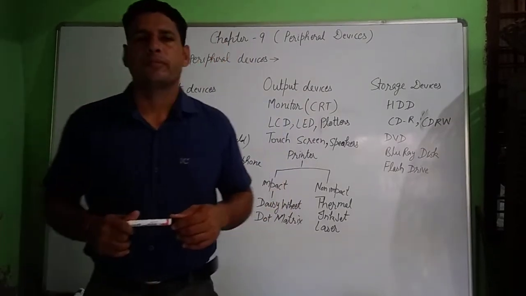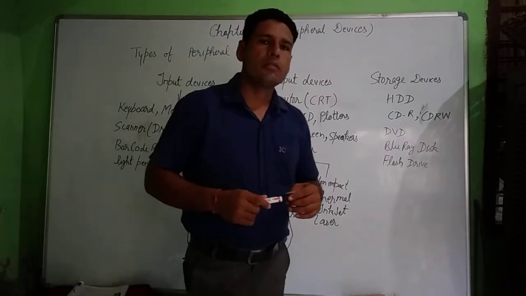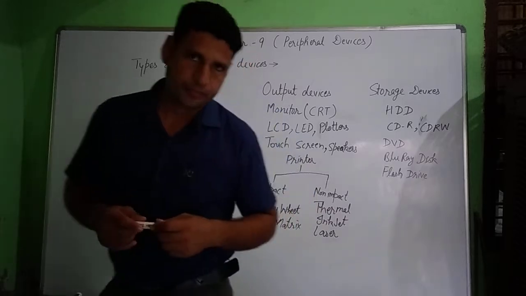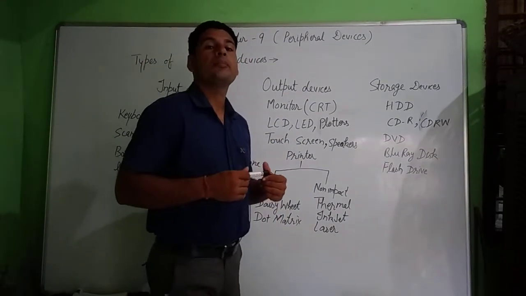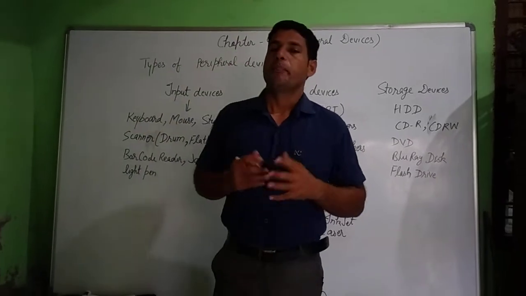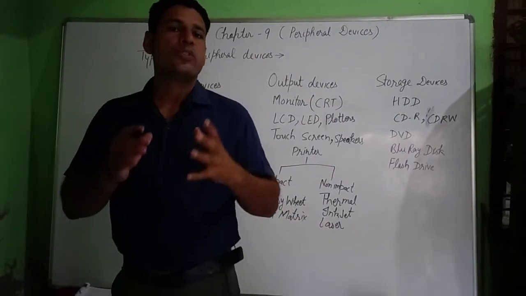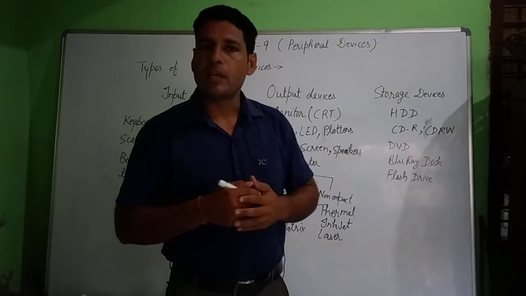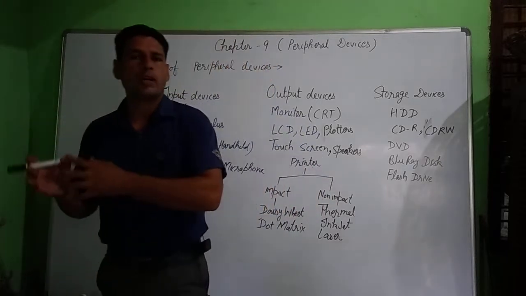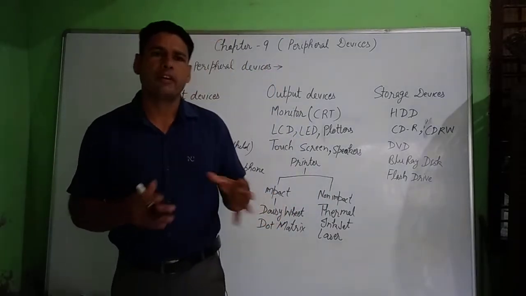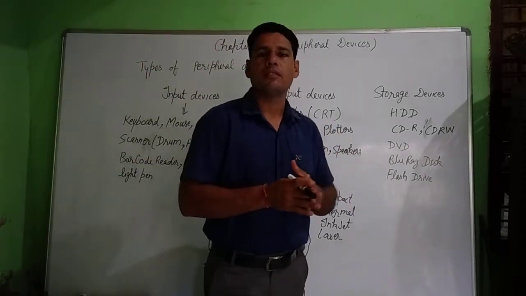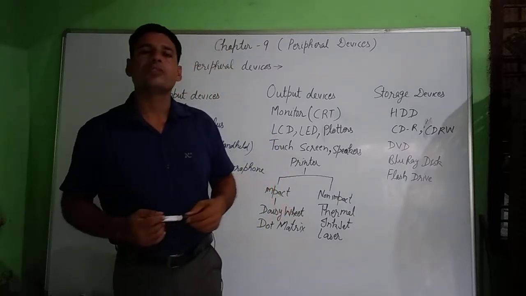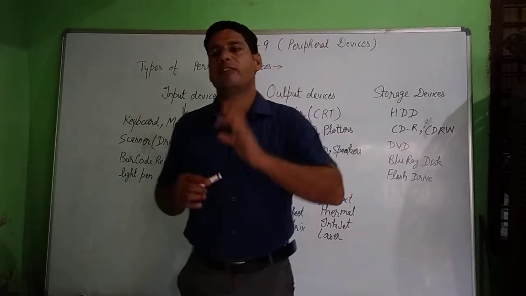Good morning, students. Today we are going to discuss our chapter 9, peripheral devices. Students, what are peripheral devices? Peripheral devices are all those devices which are attached separately to our computer, like keyboard, mouse, printer, scanner, whatever it is. All those devices that are attached separately to your computer, to your CPU, are called peripheral devices.